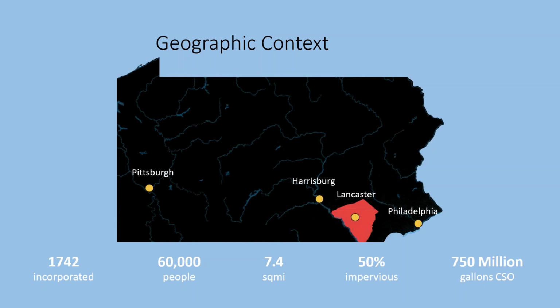We're a very old city. We've had people living here since the late 1600s. We were incorporated finally in 1742, and we're very, very densely populated. So we've got about 60,000 people in about 7.5 square miles.